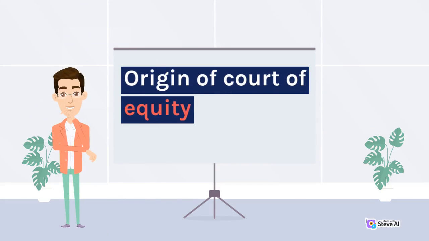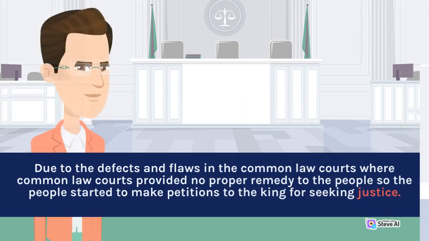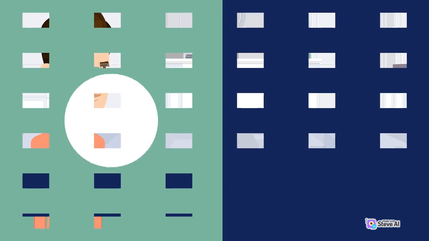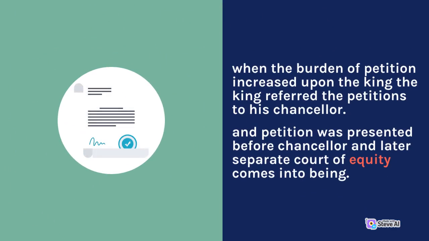Origin of the court of equity. Due to the defects and flaws in the common law courts, which provided no proper remedy to the people, the people started to make petitions to the king for seeking justice. When the burden of petitions increased, the king referred the petitions to his chancellor. The petition was presented before the chancellor, and later a separate court of equity came into being.